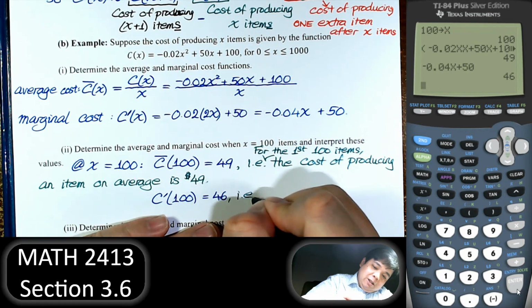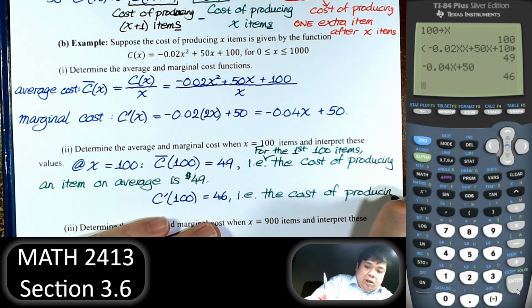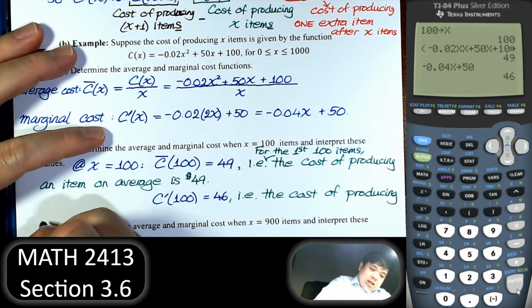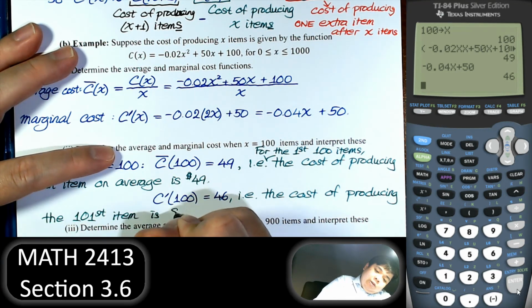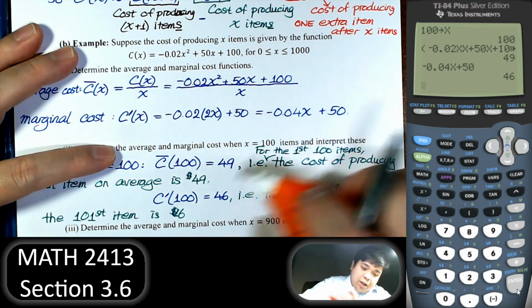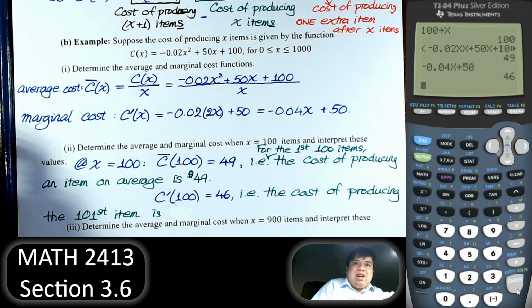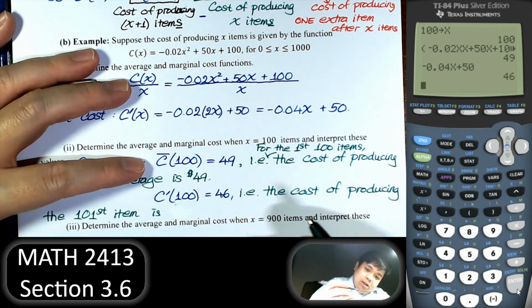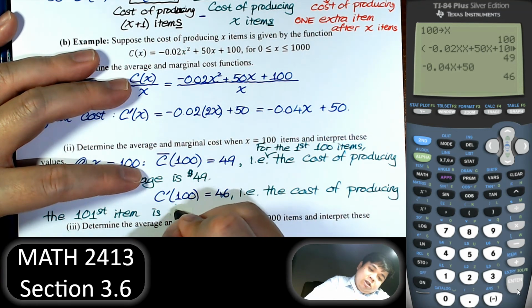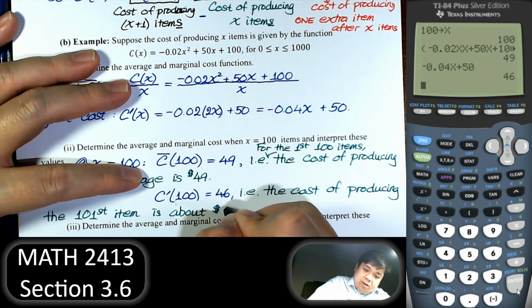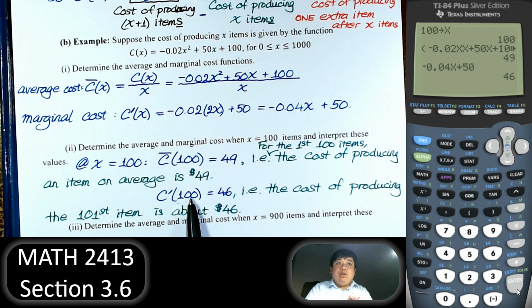So this means the cost of producing an item after 100, meaning producing the 101st item, is $46. So the first 100 on average is $49 each. We know, not exactly, approximately, the 101st item is about $46. The cost of producing the 101st item is about, like I said, it's not exact, it's just an approximation. It's about $46. So again, that is an item after 100, which is the 101st.